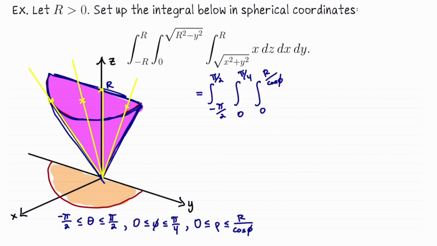X in spherical coordinates is rho cosine theta sine phi. And then we need to remember to include our conversion factor. So that's going to be rho squared sine phi. And then the way I've ordered these, d rho, d phi, d theta.